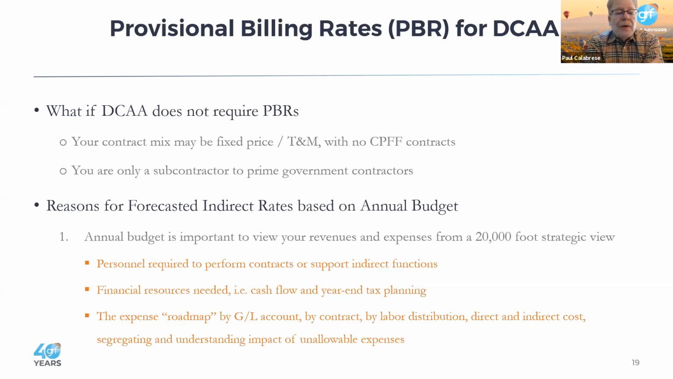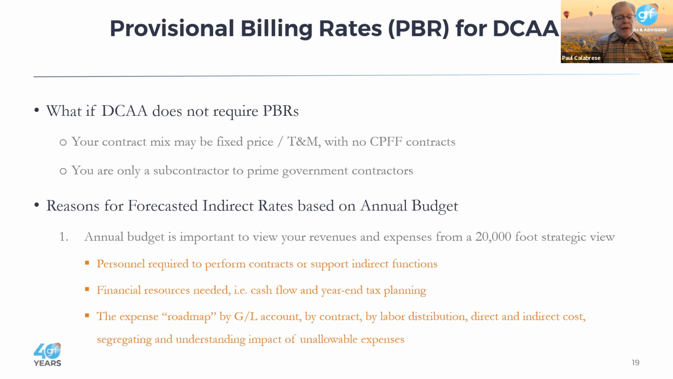Now, the reasons for the benefits of having an annual budget and how you can put together indirect rates. It just comes down to performance management. How am I going to know what's going on? I don't see the 20,000 foot level. I can't look and see what's going on.